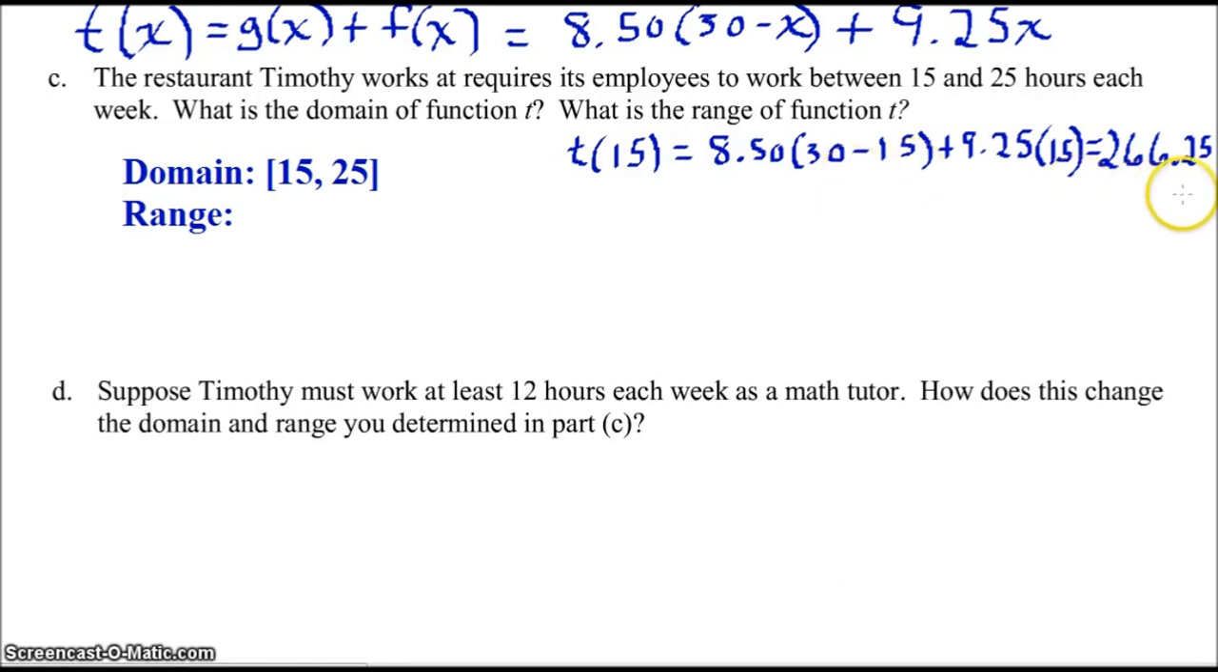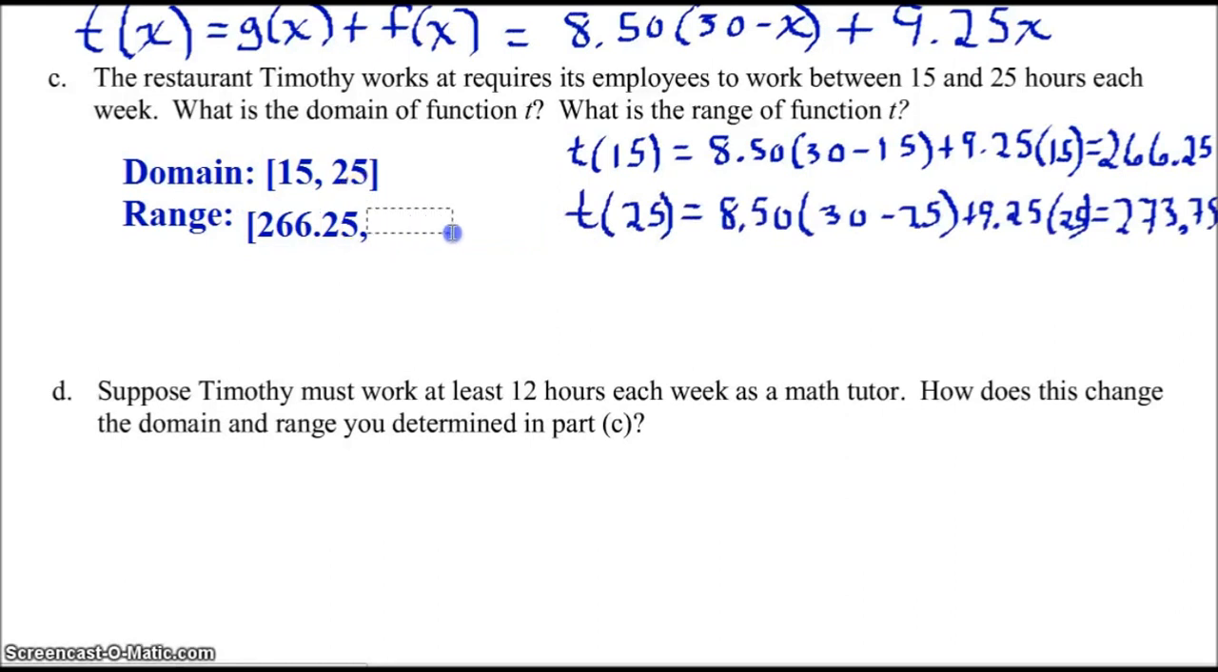So that 266.25 is the smallest amount of money that he can make in a week, because he has to work at least 15 hours. So that's the lower portion, the minimum value of our range. Now we just need to determine the maximum value, and we can get that by plugging 25 into our function T. So I evaluated the function T at the value of 25, and I got T of 25 is 273.75. So that's the maximum value of our range.